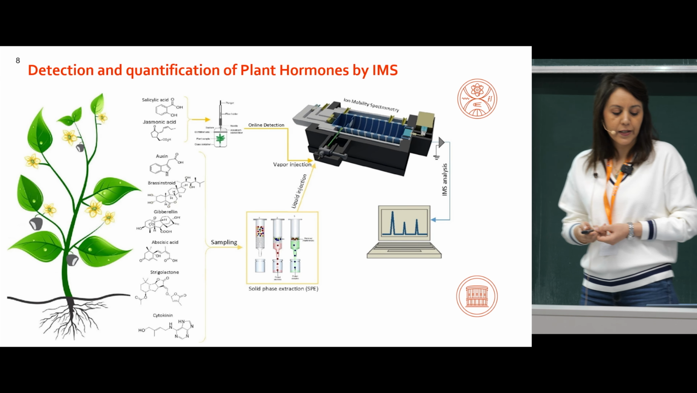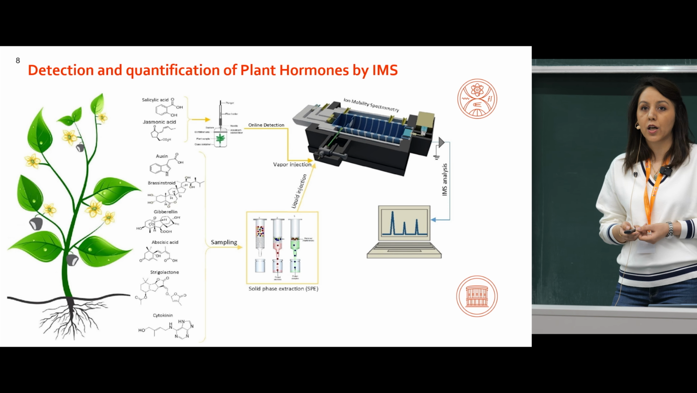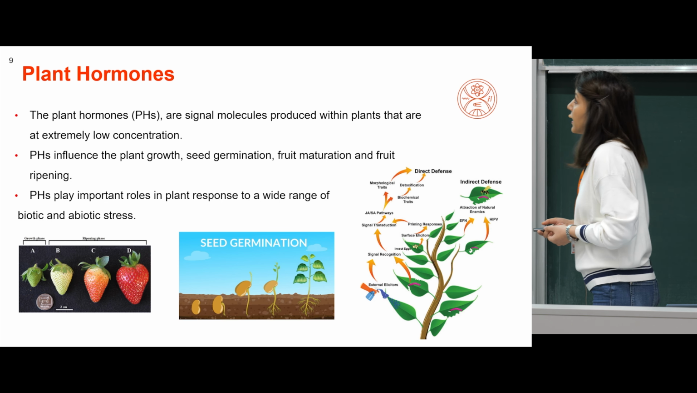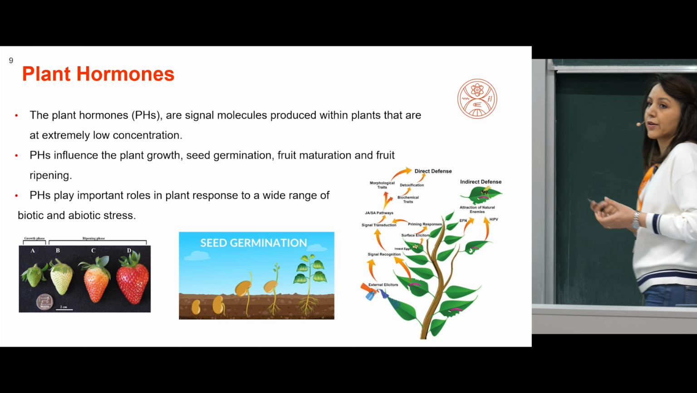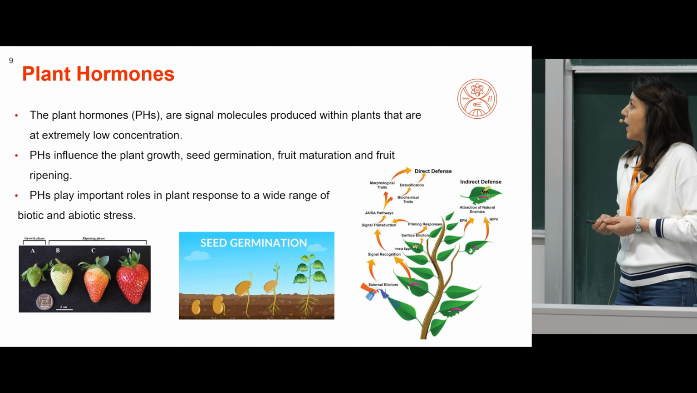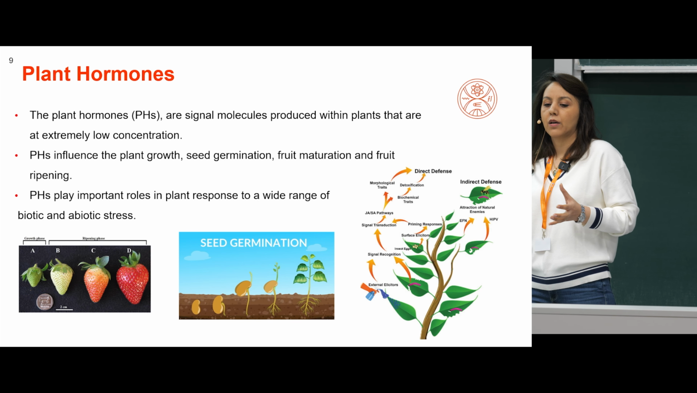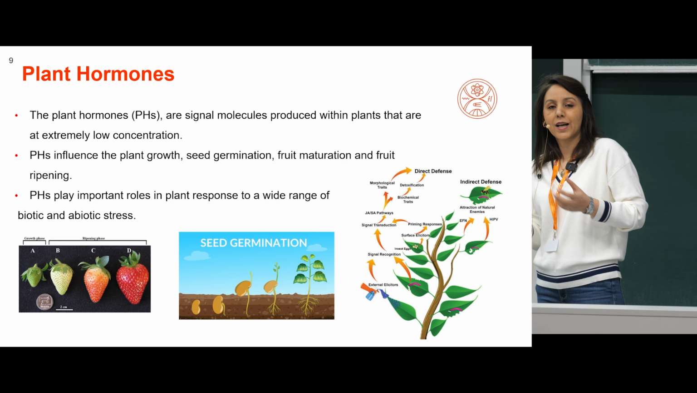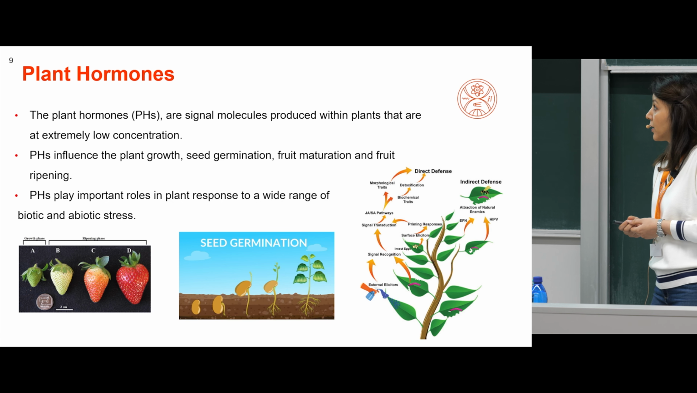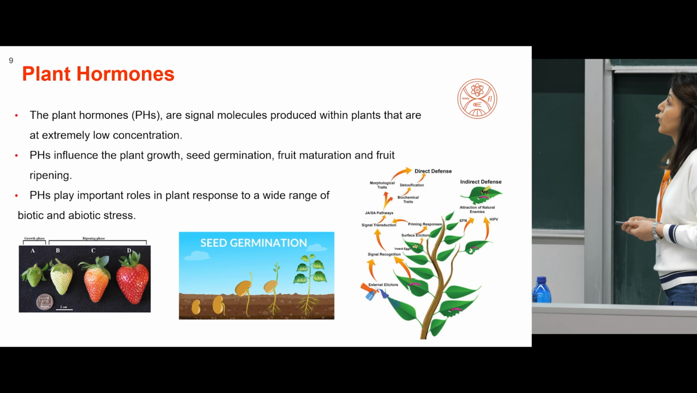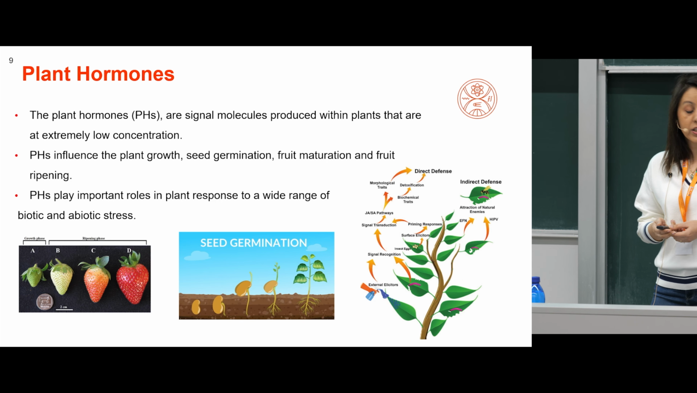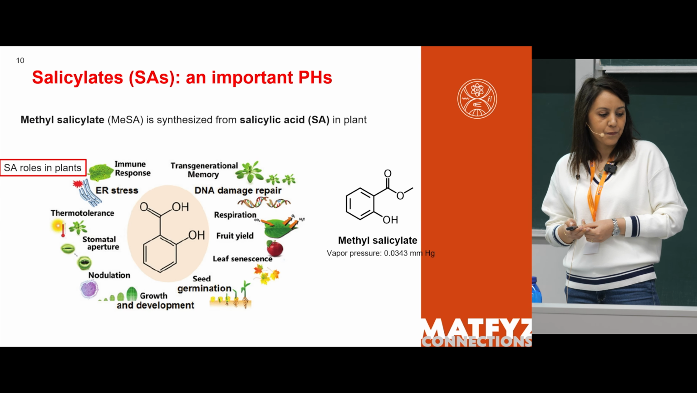One of our projects is detection of plant hormones by ion mobility spectrometry. What are plant hormones? Plant hormones are signal molecules produced by plants at extremely low concentration. Plant hormones play an important role in defense of plants against different viruses, bacteria, and other diseases. And also, plant hormones influence plant growth, seed germination, fruit maturation, and fruit ripening.